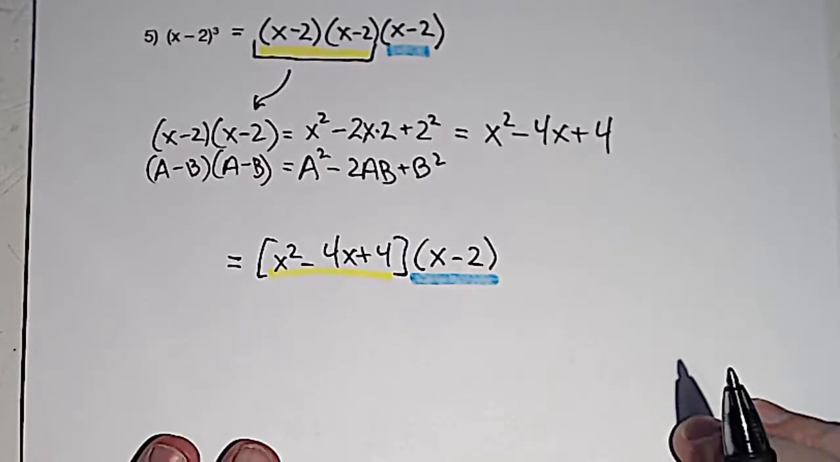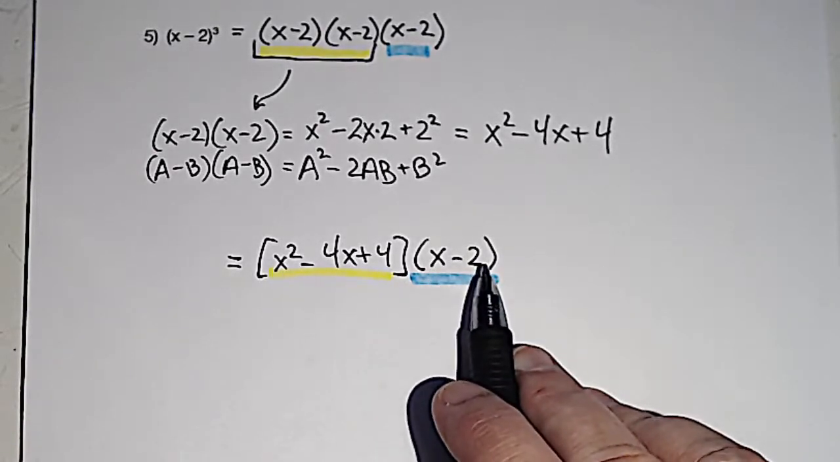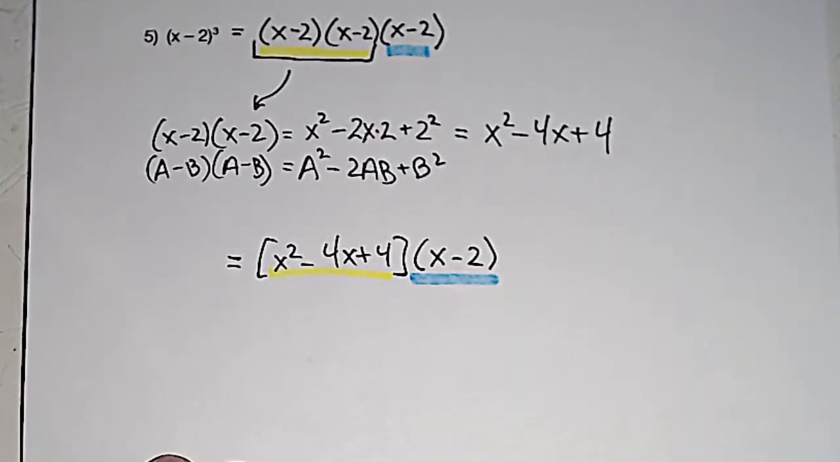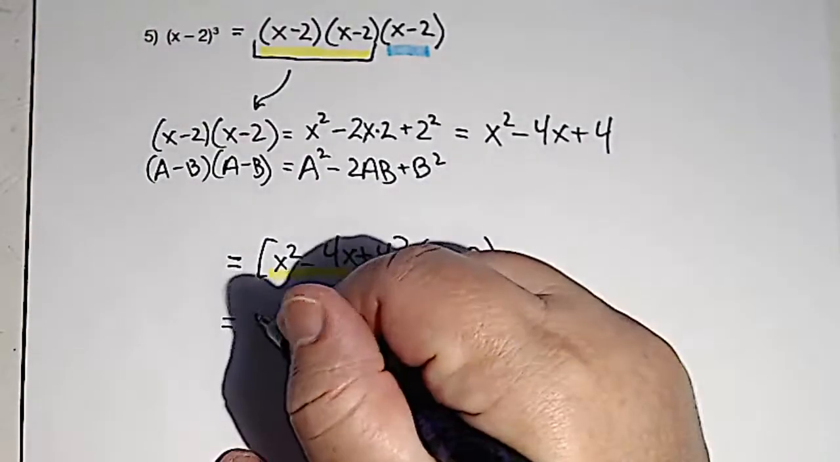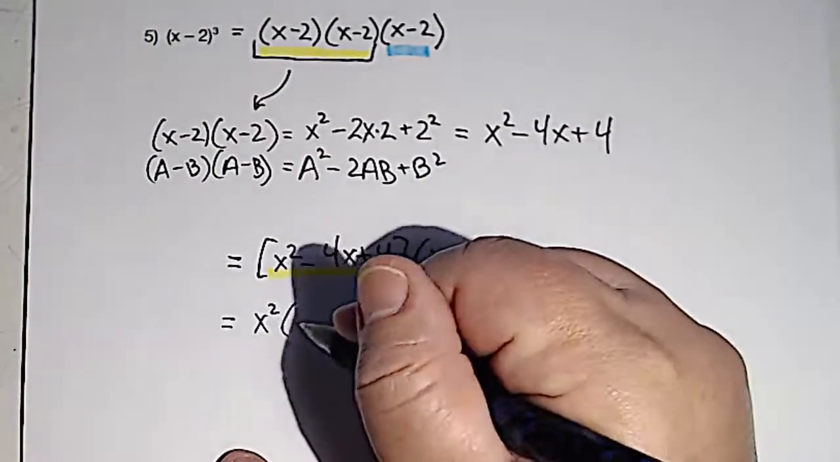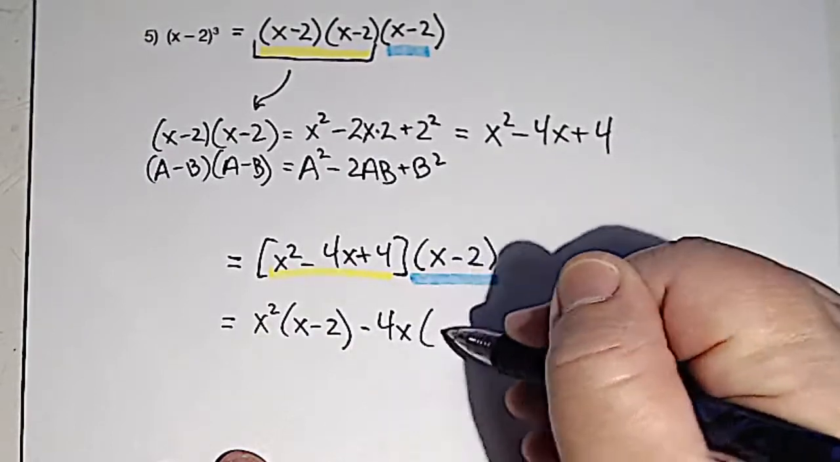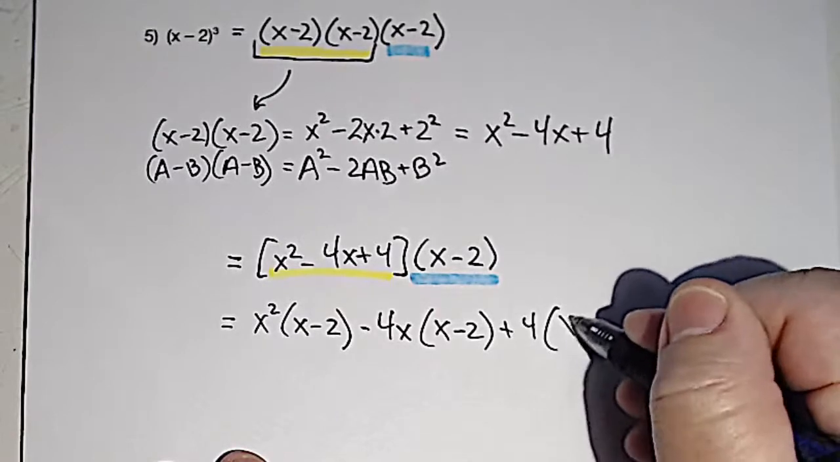Woohoo, let's do math. Okay, so I've got this whole thing times this. And what are we going to do? You know it. We're going to break up one of them. Now, you could break up either one. It's totally up to you which one you want to break up. I'm going to follow the way we've done it every time. I'm going to take x squared times x minus 2. I'm going to take minus 4x times x minus 2. I'm going to take plus 4 times x minus 2.